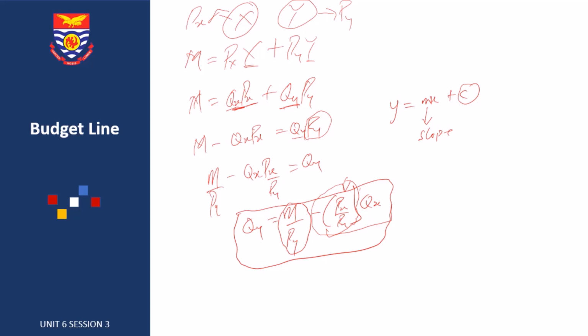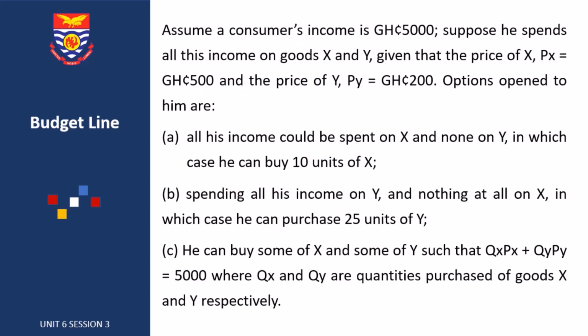Let's try and take an example of what I'm saying and then understand things better. Now assume a consumer's income is 5,000 Ghana cedis, and suppose that he spends all his income on X and Y, given that the price of X, that is PX, is 500 Ghana cedis and the price of Y is 200 Ghana cedis. Now we know that the consumer has different options. It's either the consumer spends all the income on commodity X. In this case, since the price is 500 cedis, if the consumer spends all the 5,000 Ghana cedis income on X, the consumer is going to have about 10 units of X.